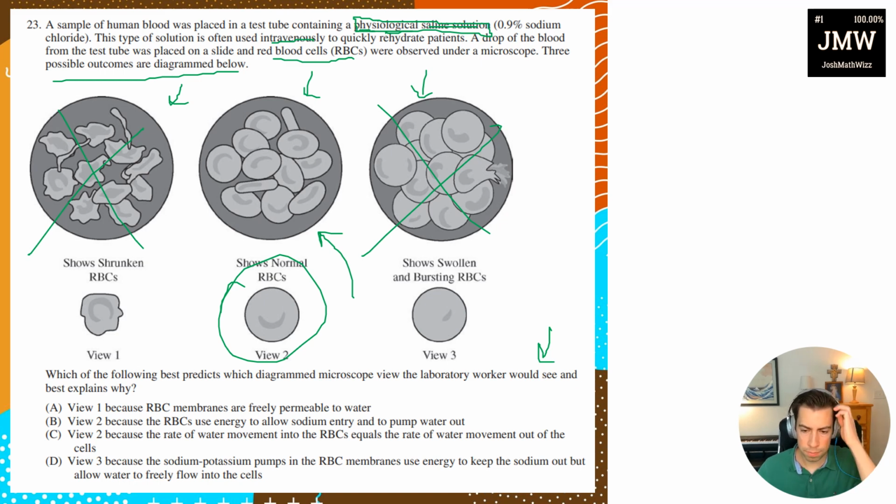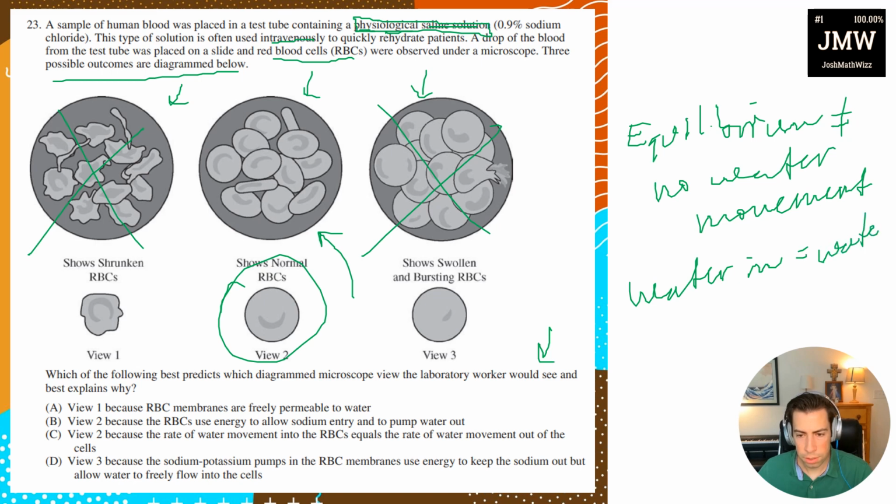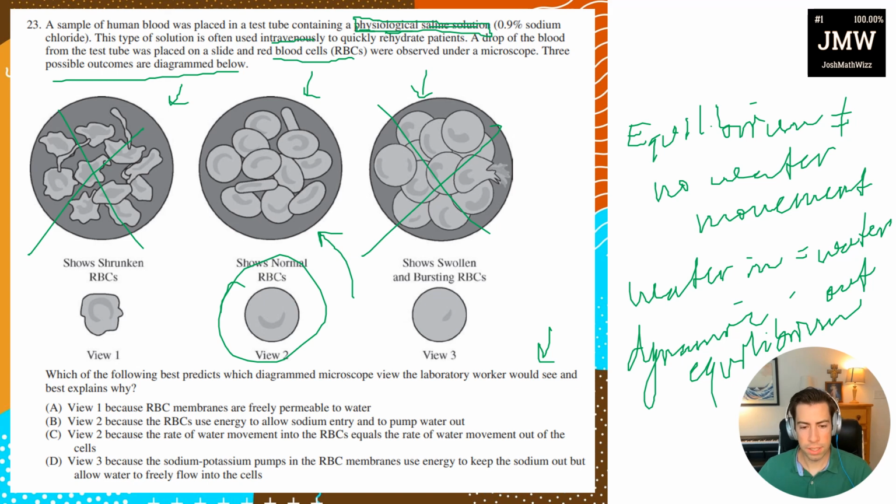So yeah, now as for why that's the case, I think we need to think about what it means for something to be at equilibrium. So equilibrium does not mean that there's no water movement, right? It just means that water in is equal to water out. So that's all that means, right? And this is the concept of dynamic equilibrium, right? All right, so with that in mind, let's go ahead and take a look at our answer choices.